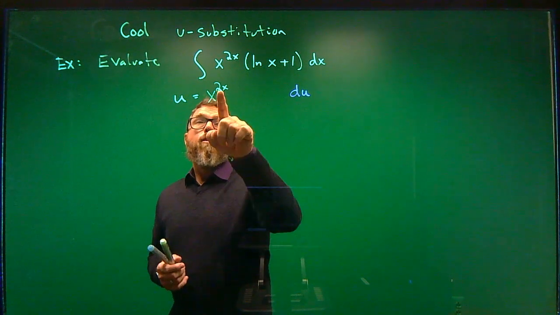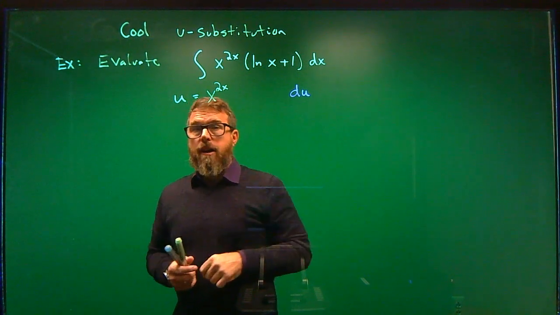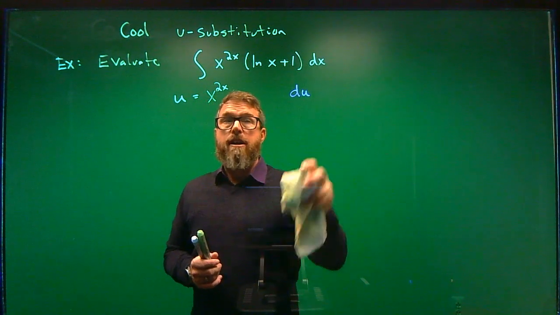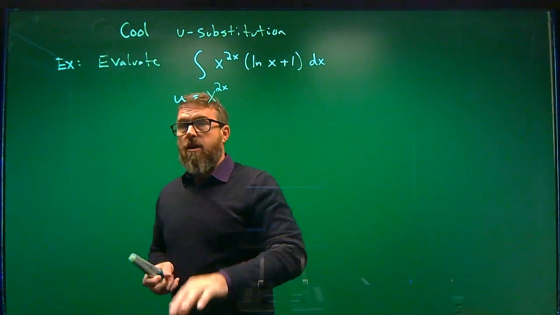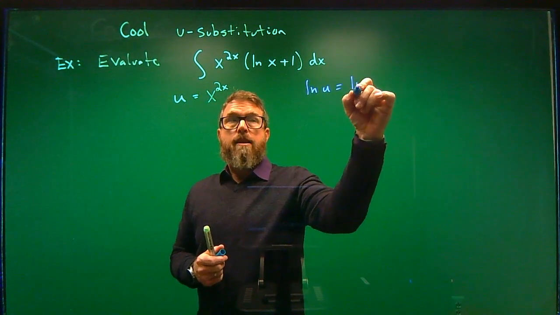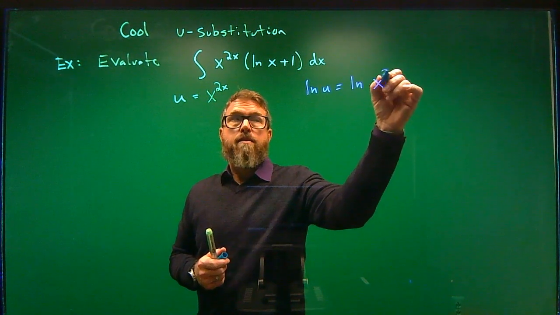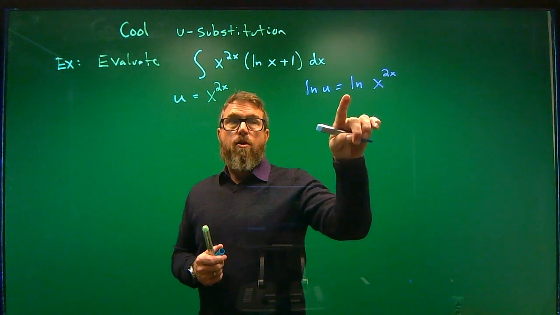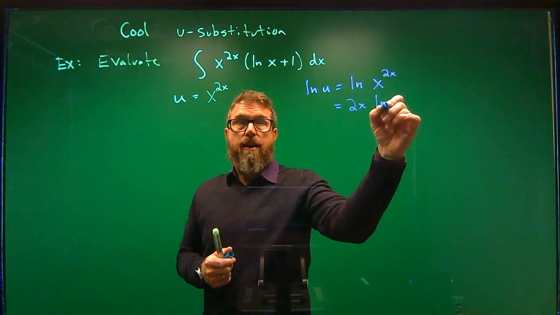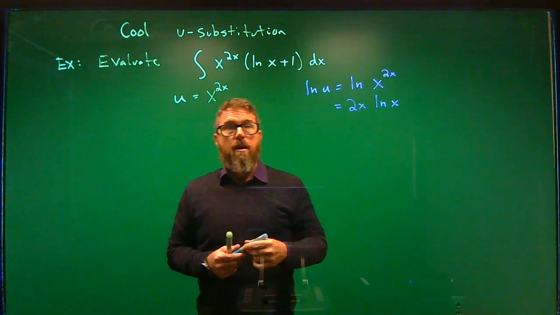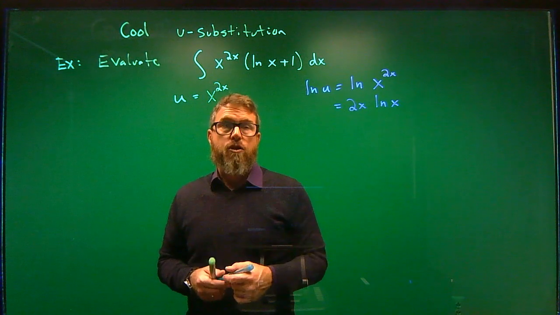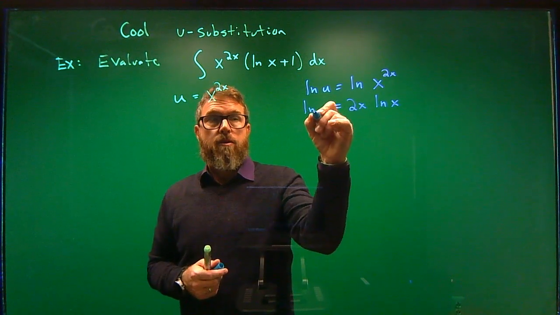So I really want to take this exponent and put it out front, and we know that the superpower of logarithms allows us to do that. So in order to find du, we're going to start out with the natural log of u being equal to the natural log of x to the 2x. Again, that allows me to pull that 2x out front, so this is going to be 2x times the natural log of x. Now I can take its derivative and then eventually find its differential.